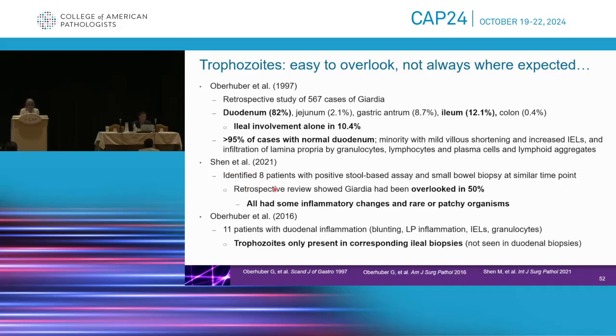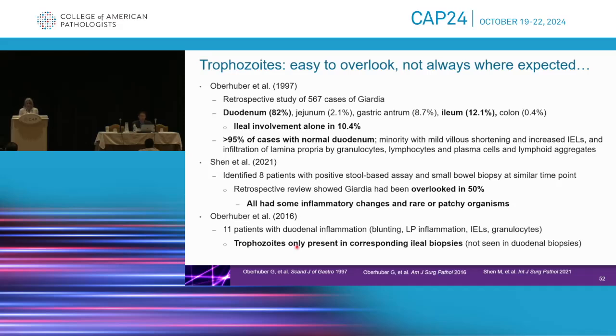saw described in 2021, where they looked at 8 patients with a positive stool-based assay and a paired small bowel biopsy and noted that the cases were actually missed. The diagnosis was missed on 50% of these biopsies. And when they really scrutinized these, they noticed that the organisms were there in retrospect, and there were some inflammatory changes present in all of those cases.